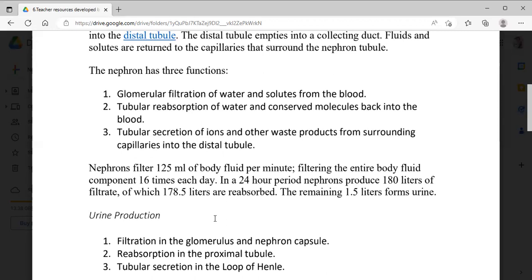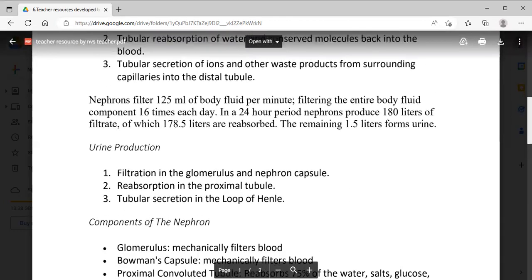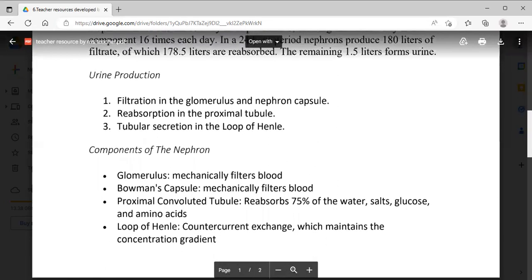Urine production, urine जो बनता है filtration in the glomerulus and nephron capsule, steps हैं, 3 स्टेप में यूरिन बनता है. फिल्ट्रेशन होता है ग्लोमेरुलस में, नेफ्रॉन के कैप्सूल में, देन रीअब्जॉर्प्शन होता है इन द प्रॉक्सिमल ट्यूब्यूल, एंड ट्यूबुलर सिक्रीशन होता है इन लूप ऑफ हेनले. So filtration in the glomerulus taking place, reabsorption in the proximal tubule, tubular secretion in the loop of Henle.